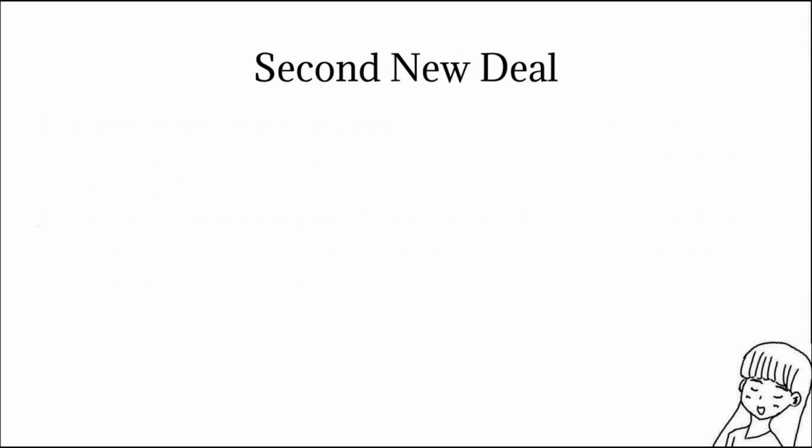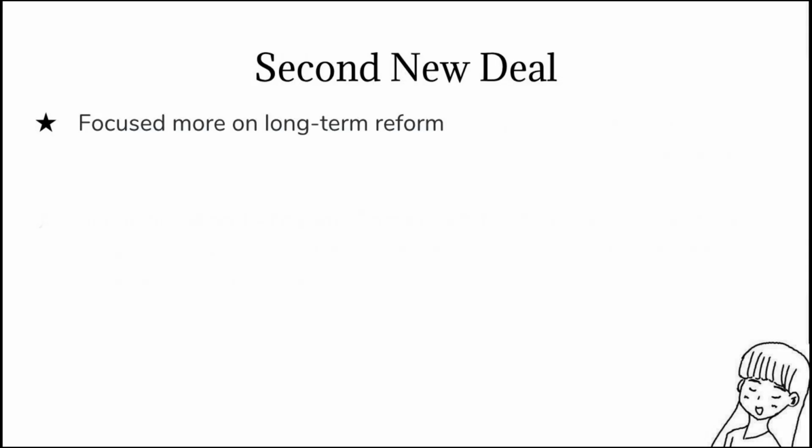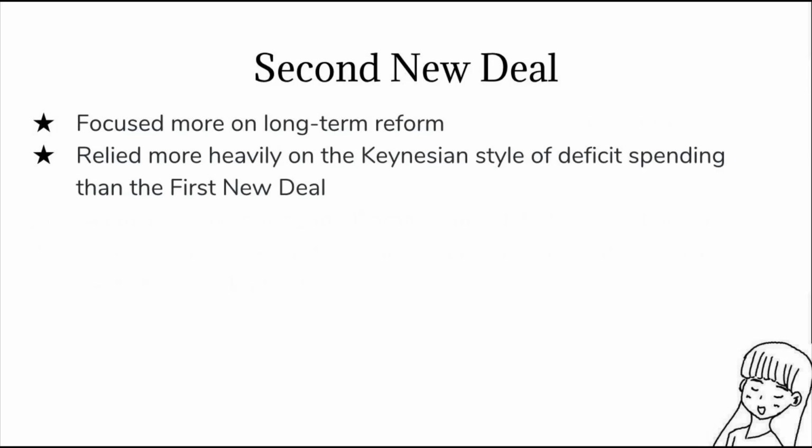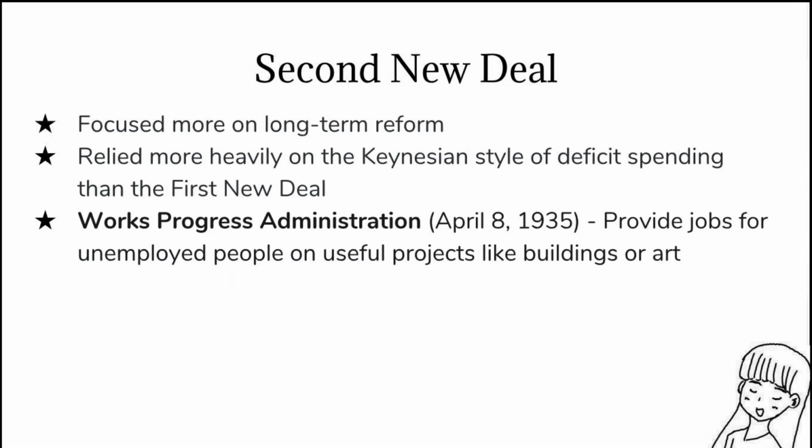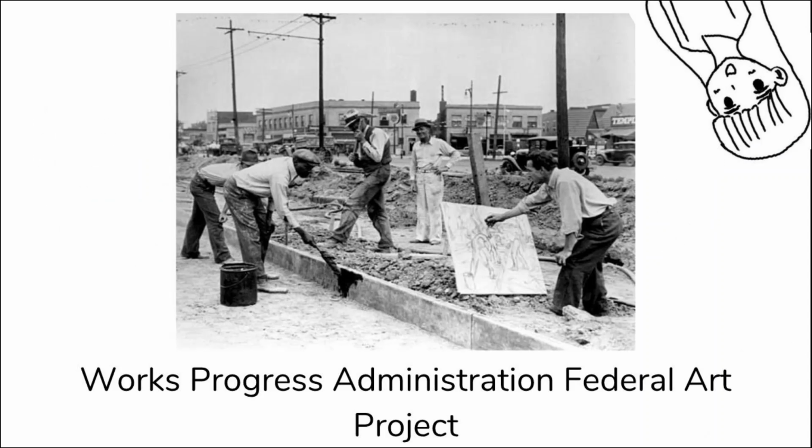And then we move on to the second New Deal. It focused more on long-term reform and relied more heavily on the Keynesian style of deficit spending than the first New Deal. We have the Works Progress Administration. It provided jobs for unemployed people on useful projects like buildings or art. As you can see in this picture, this is the WPA Federal Art Project. So it's not just construction of buildings, it's also art.